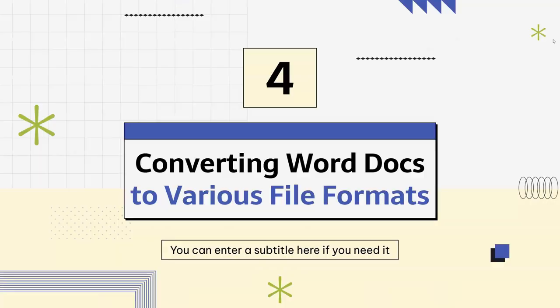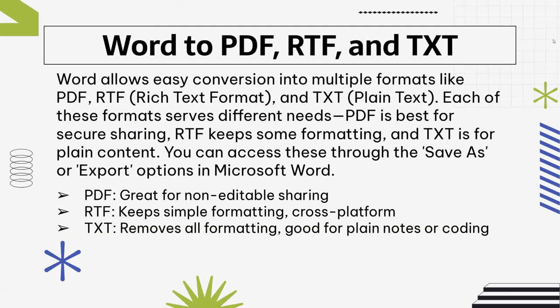So next, converting Word docs into various file formats. This is also going to provide some extra information about some of the file formats. So Word to PDF, RTF, and TXT. Microsoft Word allows easy conversion, as I said, into multiple formats like PDF, RTF, or rich text format, and TXT, plain text. Each of these formats serves different needs.